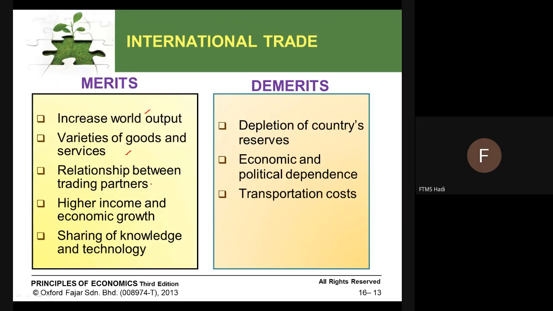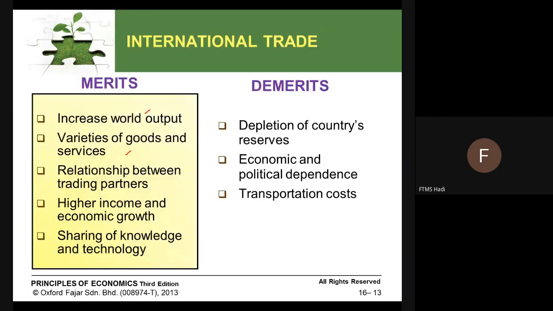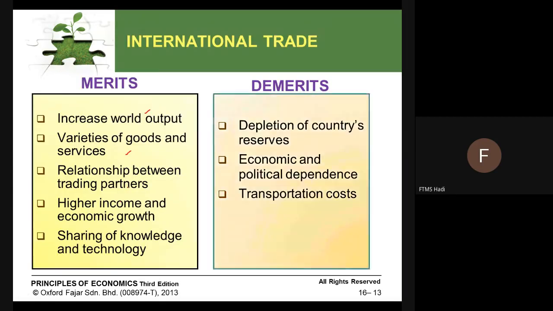Recently, if you read the news, Malaysia has stopped diplomatic relationship with North Korea because of certain political matters. And then higher income and economic growth, because one country is helping another. Sharing of knowledge and technology, whereby one country can learn from another country on how to produce and how to deliver services.